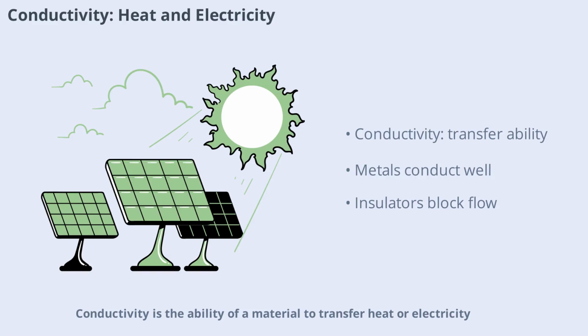Conductivity is the ability of a material to transfer heat or electricity. Metals like copper are excellent conductors, which is why they're used in wires and cookware. Materials like rubber or glass are poor conductors, called insulators. Conductivity depends on how easily particles or electrons can move through a substance. This property is crucial in designing everything from electrical circuits to thermal blankets. It helps us stay safe and comfortable in our daily lives.